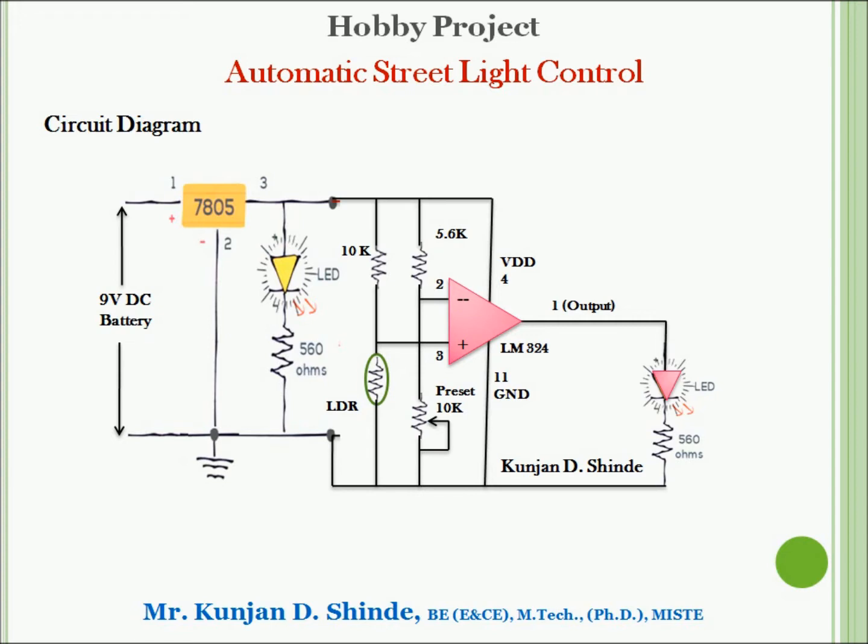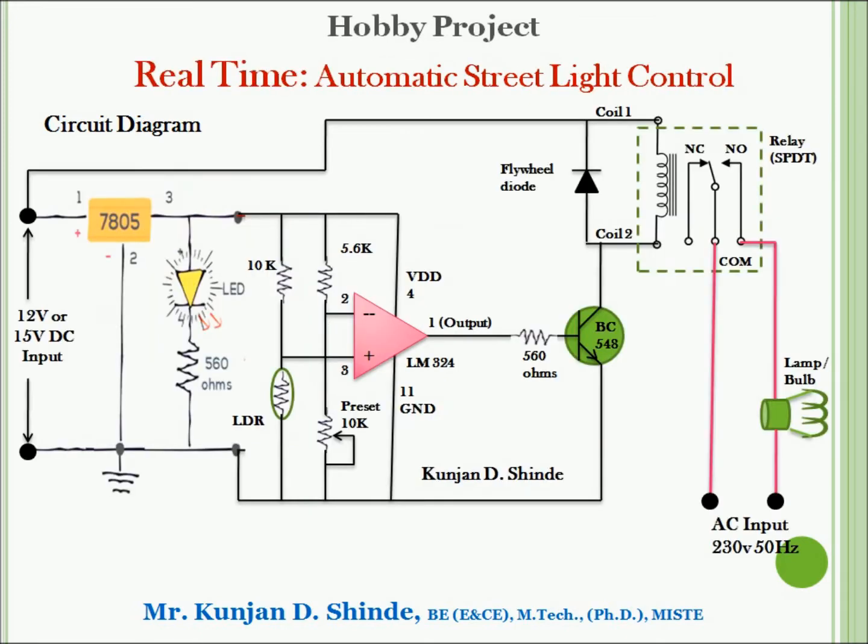This can be given to a relay or to a LED in this simple project to indicate the presence of street light. As soon as the light falls on the LDR, the resistance of the LDR is going to decrease, thereby the voltage on non-inverting terminal is going to reduce, and hence the output becomes low.